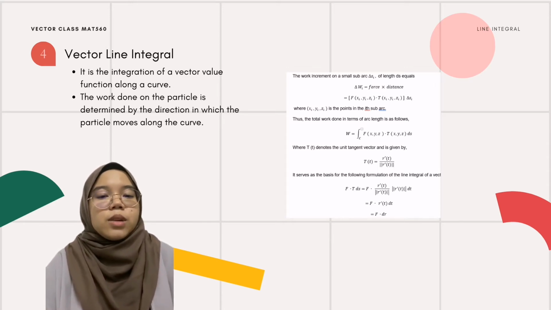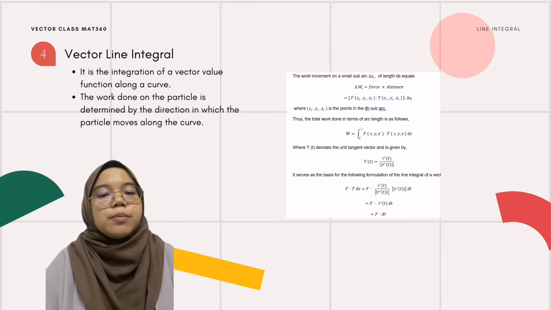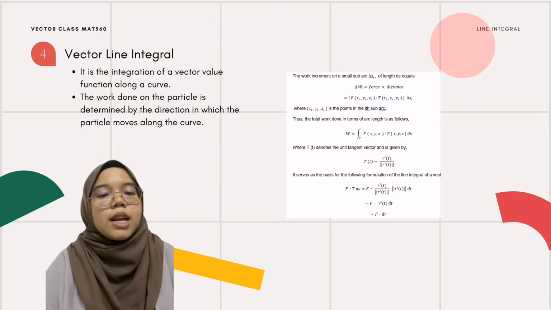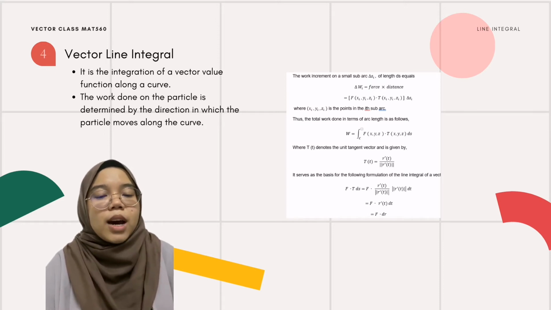To calculate the work done by the force, only the portion of the force acting in the same direction as the object must be considered. This means that we should consider the projection F dot T of the force vector F onto the unit tangent vector T at each point on C. The formula shows the work increment on a small sub-arc and the total work done in terms of arc length.